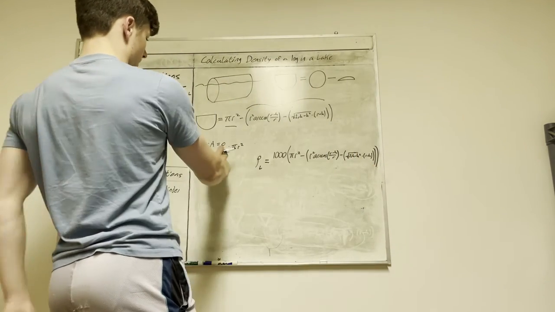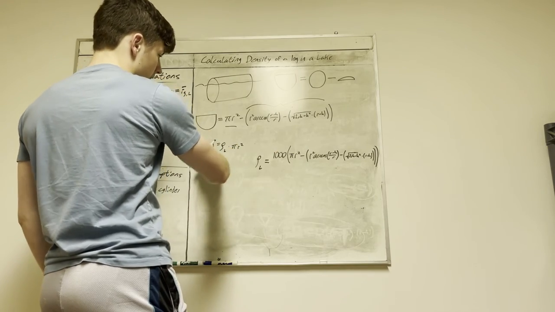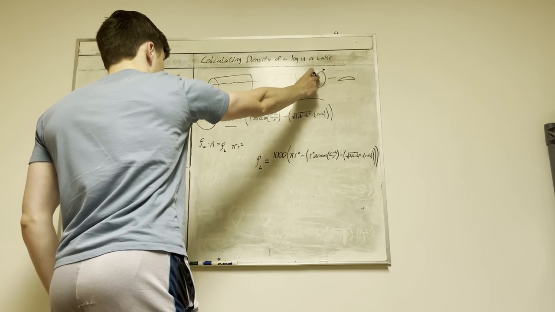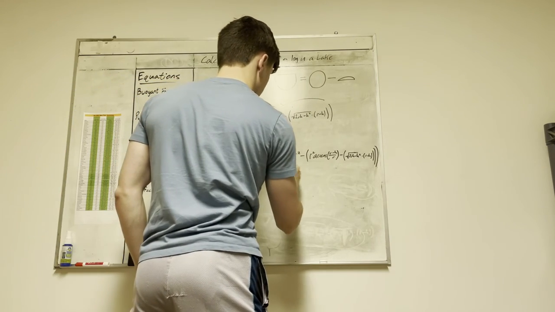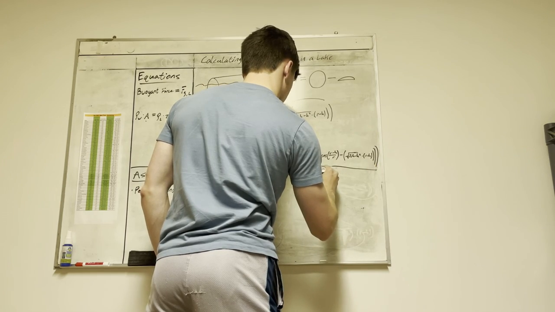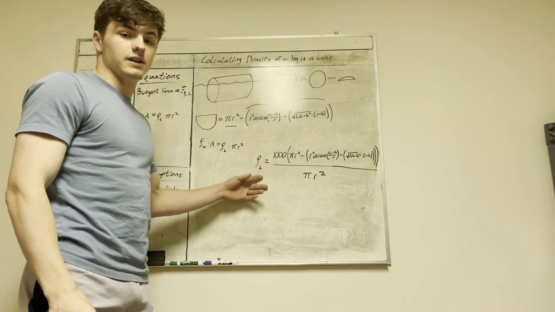And so now we have the 1,000 for the density of the water times that area, and now we're just going to divide the entire thing by the total area of the circle. So that'll be all of that over pi r squared. And so now we've calculated the density of the log.